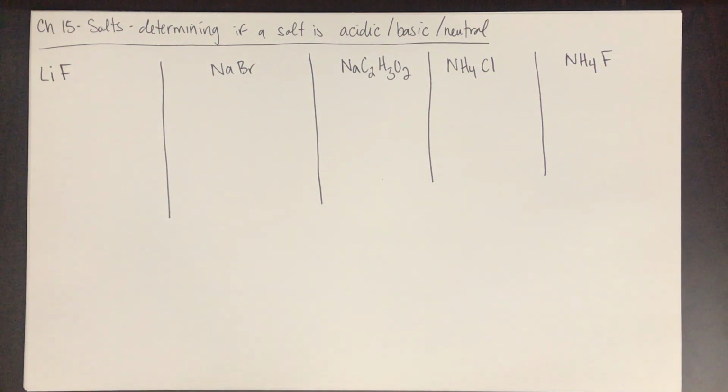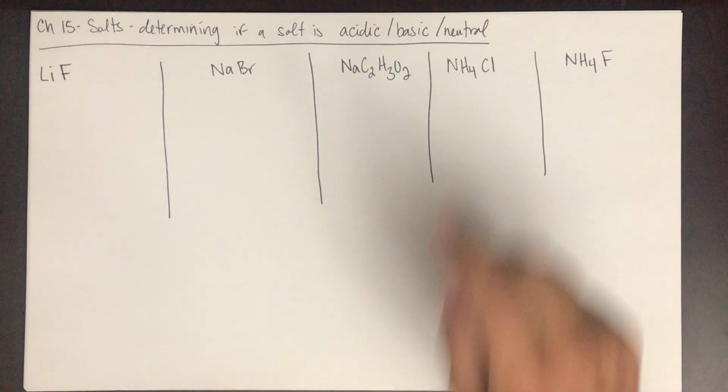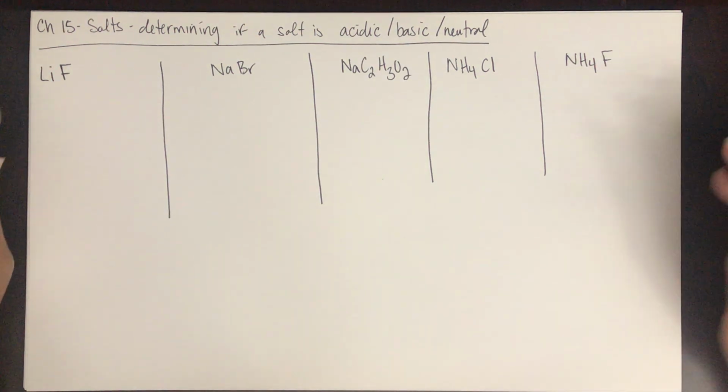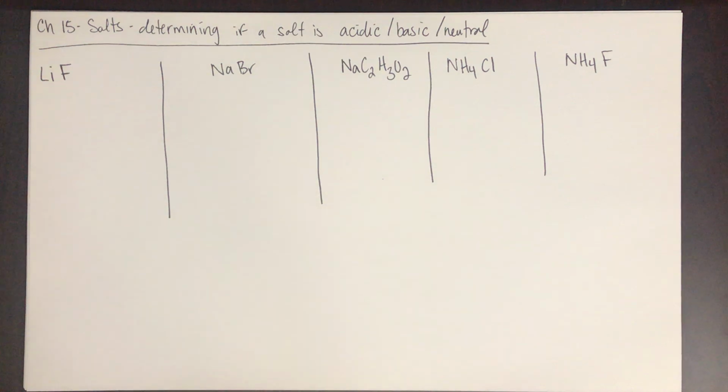Okay, so all of these are salts, and we are going to determine, is this salt acidic, basic, or neutral? So these are 5 different examples that we're going to look at individually. Like we said before, the way that we determine if a salt is acidic, basic, or neutral is we look at the ions that these salts are made up of. Remember, a salt is just an ionic compound. We're going to look at the ions that these compounds are going to break up into, and then we're going to see, are those ions acidic, basic, or neutral?